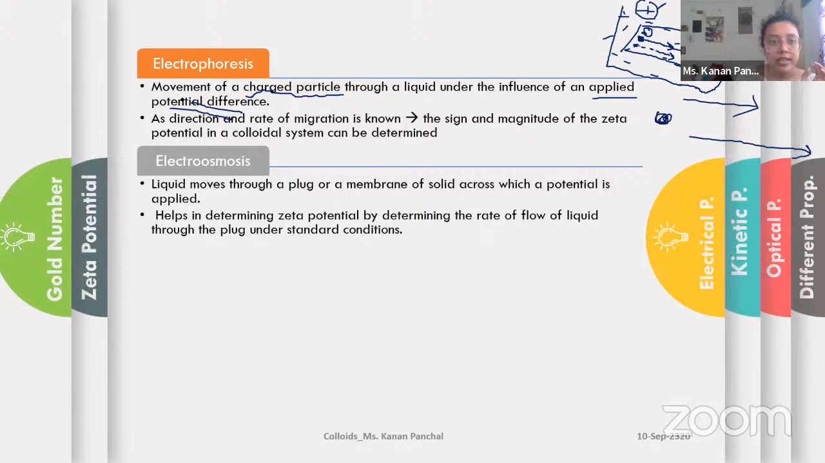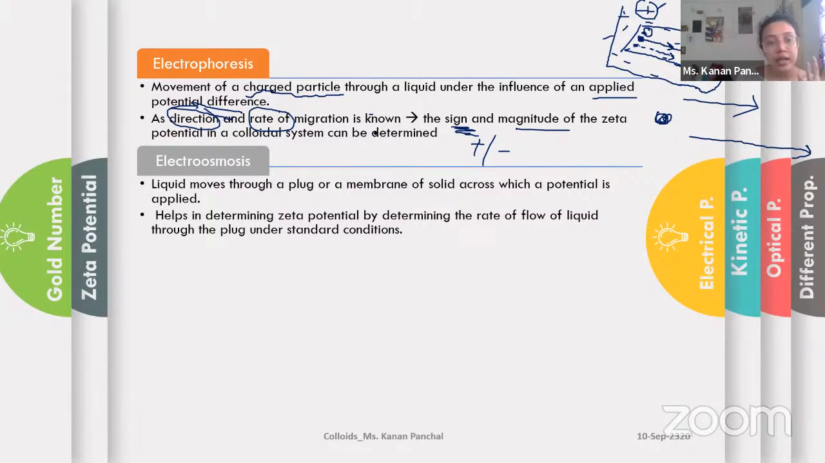Okay. So the direction and the rate of migration will help us in determining what is the sign, matlab is it a positive or a negative moiety, and how much is the magnitude, kitna positive hai, kitna negative hai, okay, of the zeta potential in a colloidal system that can be detected. So this is electrophoresis.